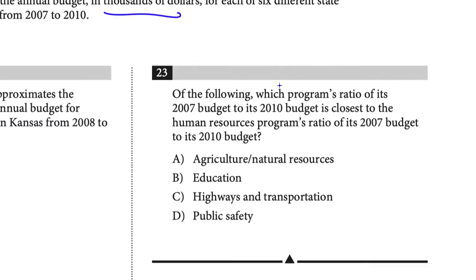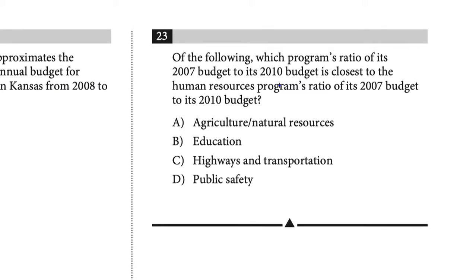Number 23. Of the following, which program's ratio? Ooh, what's a good word for ratio? What is another word for ratio? If you don't like the word ratio, something to something, yeah, fraction. Which program's fraction or ratio of its 2007 budget to its 2010 budget is closest to the human resources program's ratio of its 2007 budget to its 2010 budget?